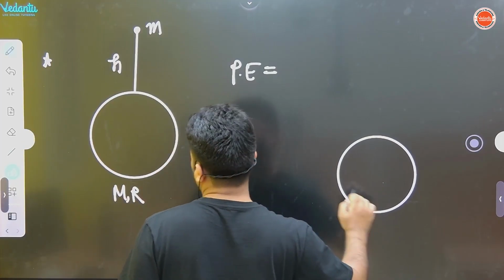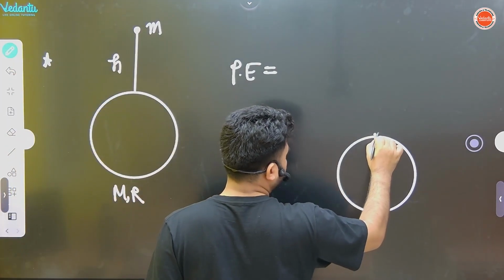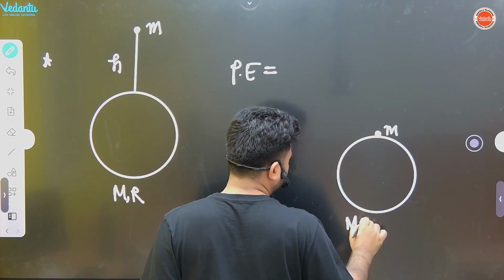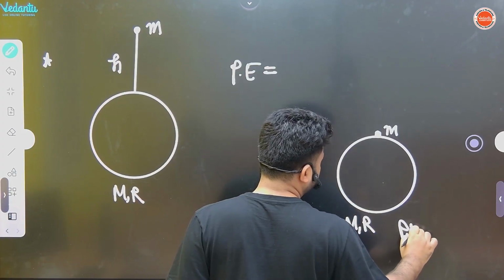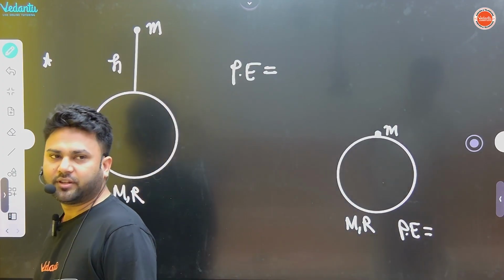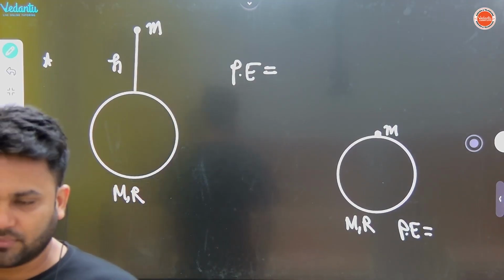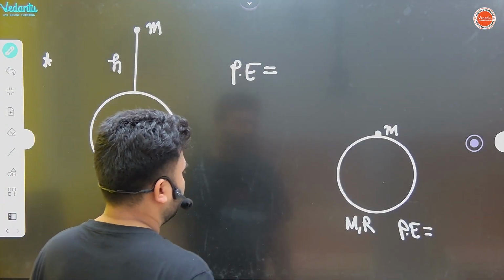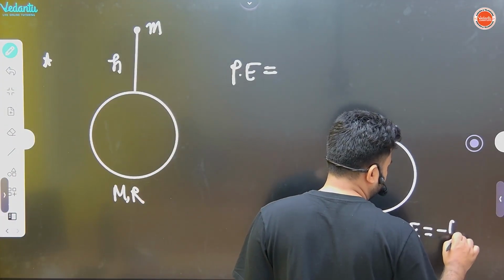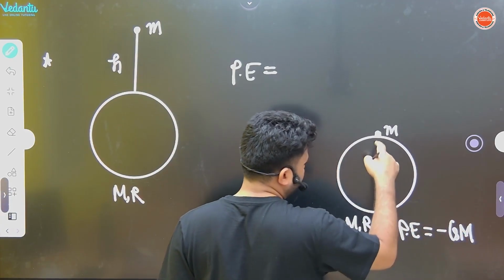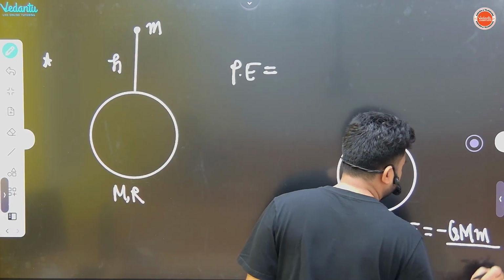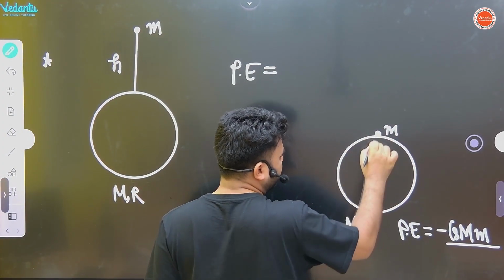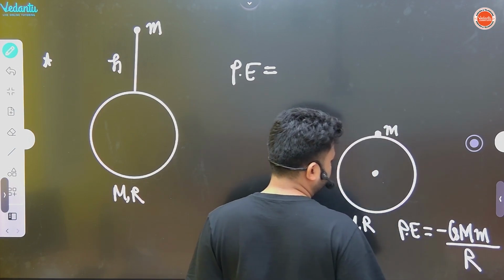Two questions. Okay, mass was here and this is the earth. Here you have to tell what is the potential energy. Tell. Direct formula, no? See, potential energy here will be minus G M m, smaller mass is m, by the distance between them. The center of the earth is here. Distance between them is what? Capital R. This is the potential energy.